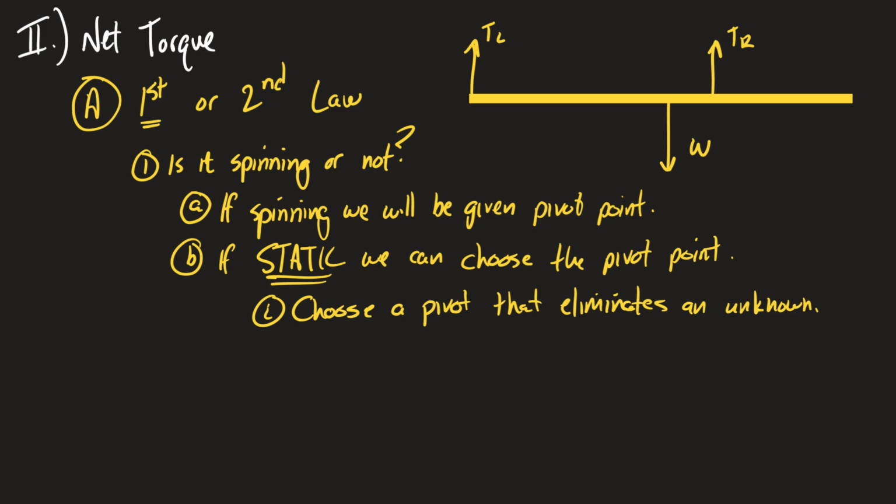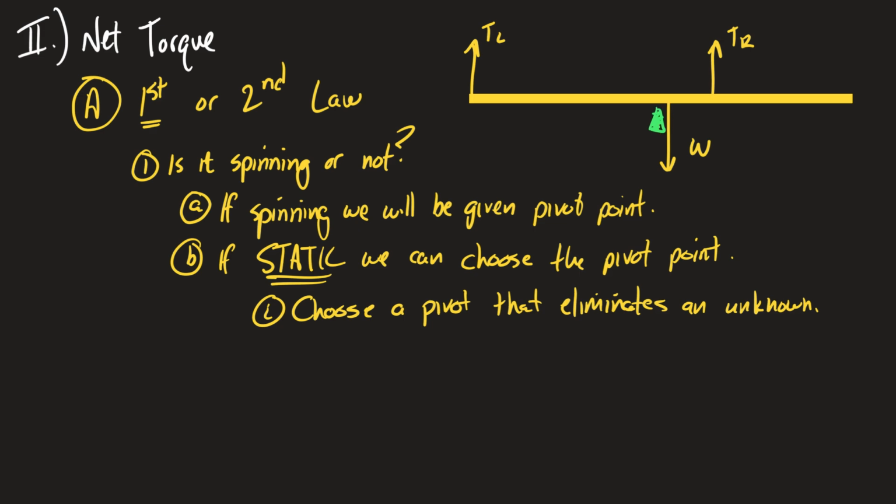Now, because ours is static and because we can choose our pivot point, we can place that pivot point anywhere we want, anywhere on the object. If we place it here at the middle, there's nothing wrong with placing it here, except I eliminate a force that I know. It's a known value, and it's going to give me two unknowns in my answer. Now, I can still use that. I'll have two equations and two unknowns, but that's going to make the math harder.